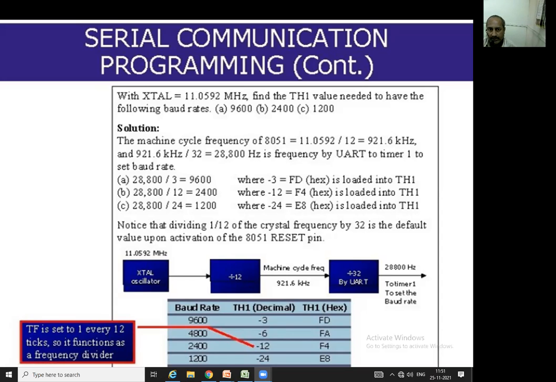But after that, if you want to set the baud rate, that is either 9600 or 2400 or 1200, you are supposed to divide this particular frequency by either 3 or 12 or 24. If you divide by 3, you get 9600, which is the computer's baud rate. Got it? If you divide this frequency by 12, you get a 2400 baud rate, and if you divide by 24, you get a 1200 baud rate.